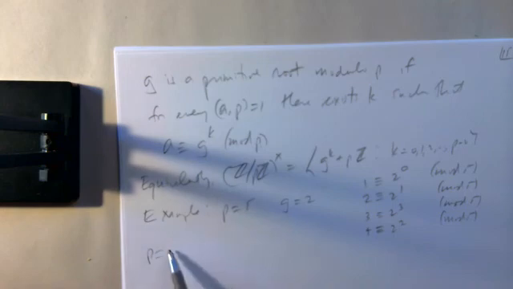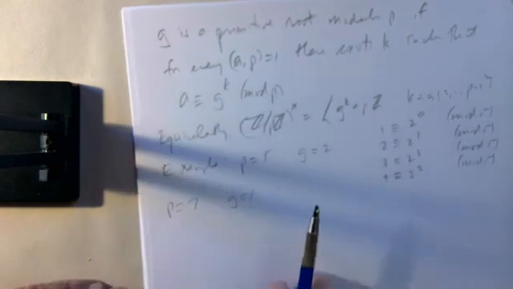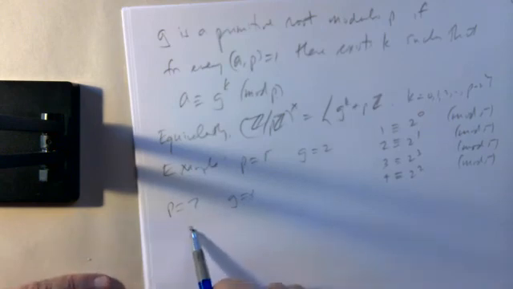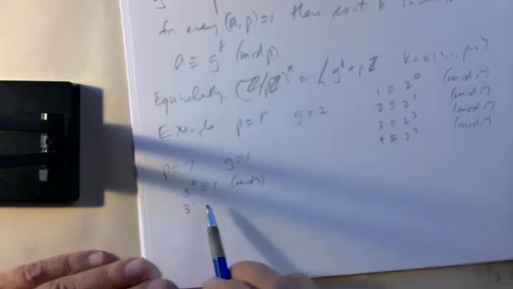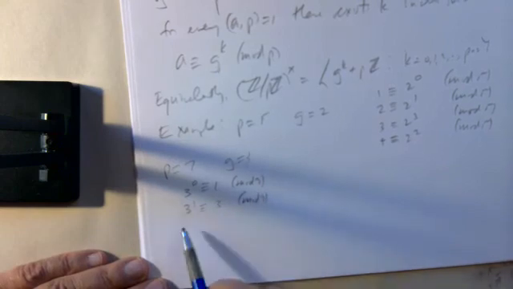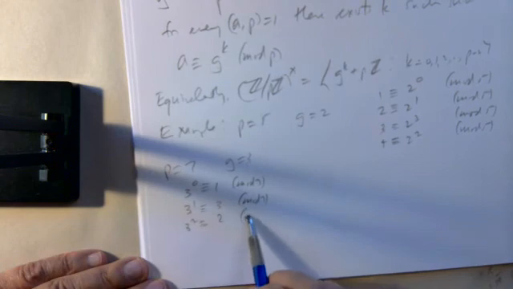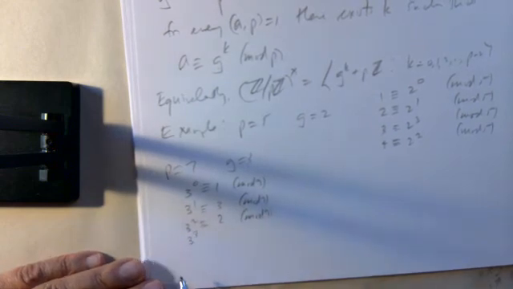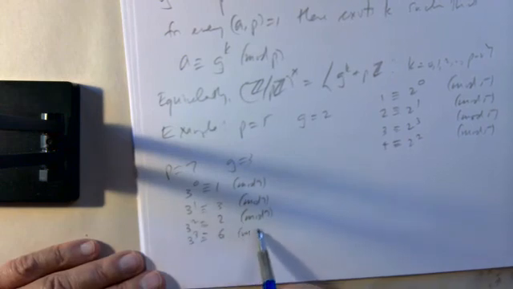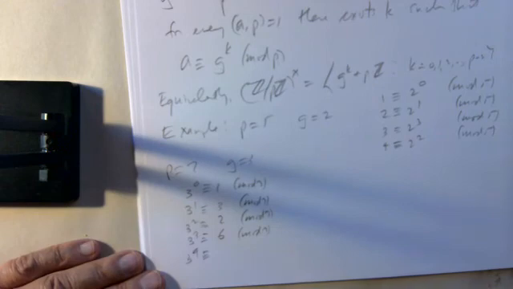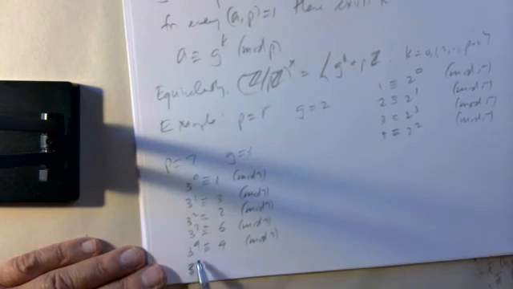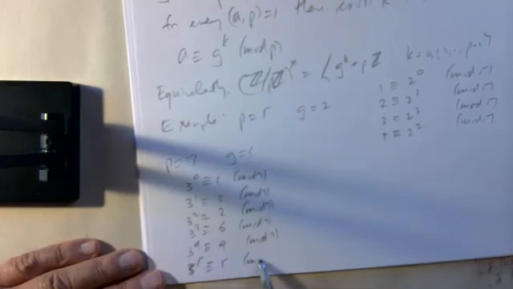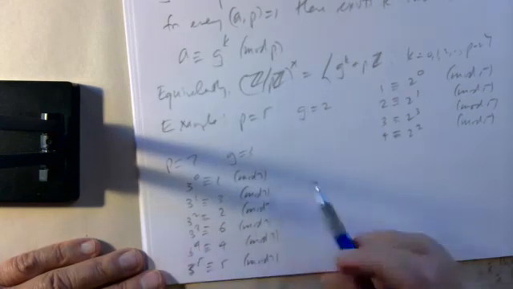If you take P equal to 7 and G equal to 3, what are the powers of 3? 3 to the 0 is congruent to 1 mod 7. 3 to the first power is congruent to 3 mod 7. 3 squared is 9, which is 2 mod 7. 3 cubed is 27, which is 6 mod 7. 3 to the fourth is 81, which is 4 mod 7. 3 to the fifth is 243, which is 5 mod 7.